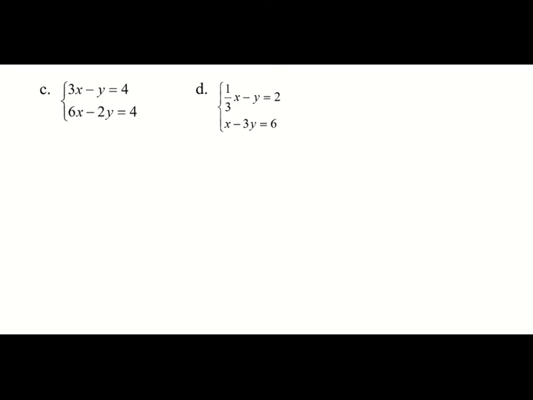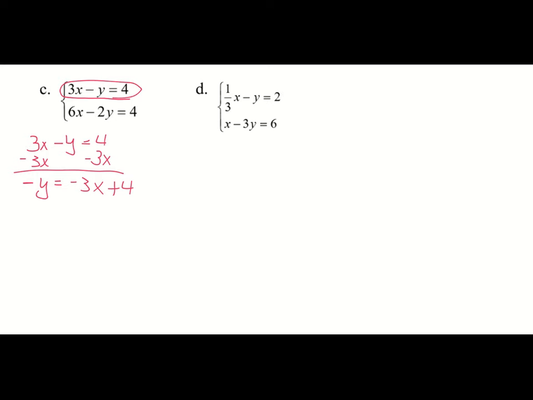Okay, now we're going to take a look at two more for substitution. And the first thing we're going to do with C is solve for one of our variables. I would probably say this first equation here, because you have that y without a coefficient, it'll be easier to solve for y for that one. So I'm going to take my 3x minus y equals 4, and I want to solve it for y. So I'm going to subtract 3x from both sides. And that leaves me with the opposite of y, or negative y, is equal to negative 3x plus 4.